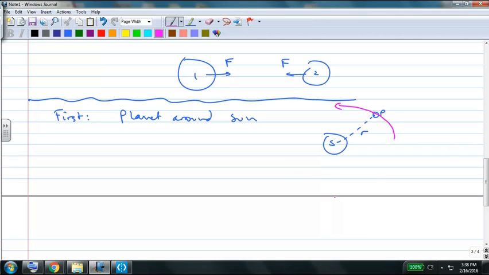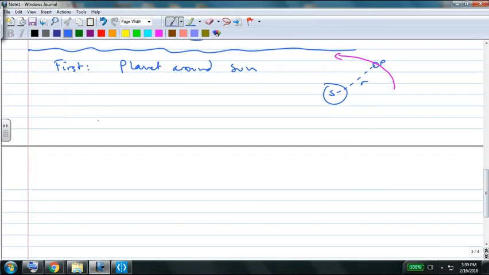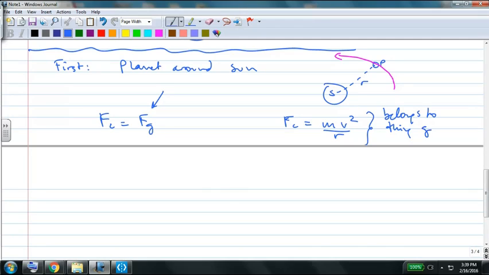You get the point. So remember the steps that I want you to do. You say, all right, Fc is Fg. That's the force that's causing the circular motion. Fc equals mv squared over r. And these are all the variables associated with the thing that's going in the circle. In this case, that would be the planet.